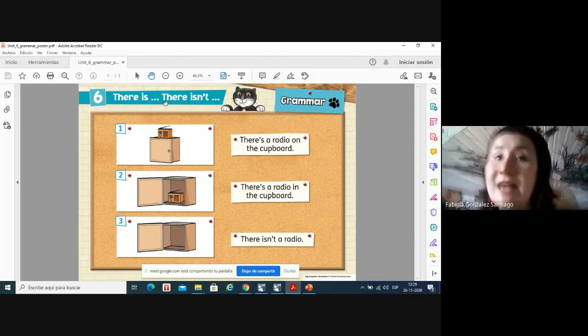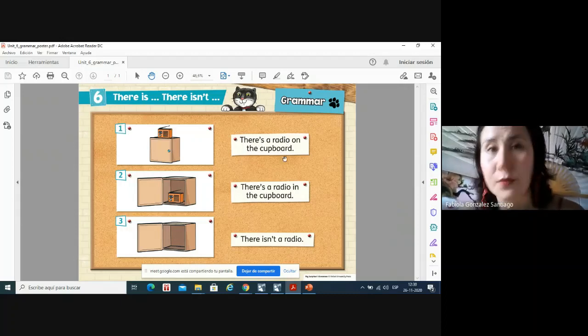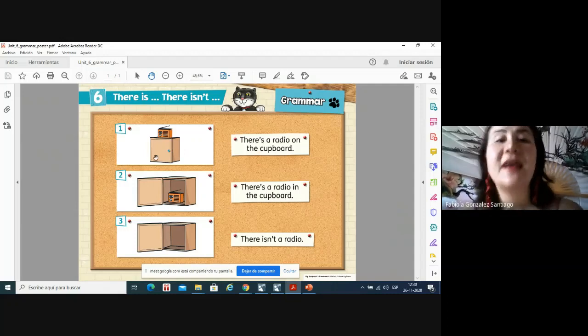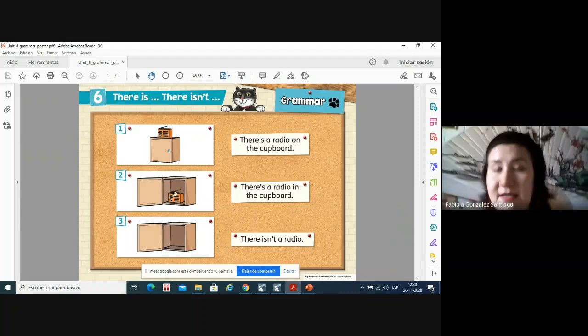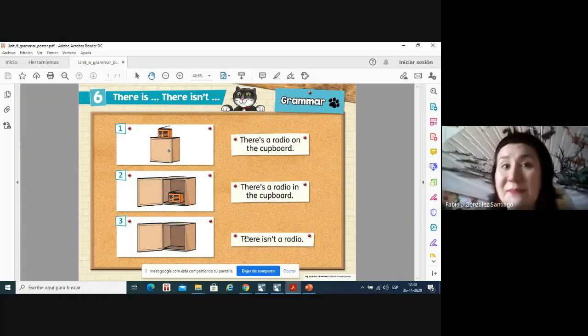Okay, let's see some examples. Ejemplos, number one, there is a radio on the cupboard. Hay una radio en la alacena. There's a radio on the cupboard. Two, there's a radio in the cupboard. Hay una radio en la alacena. Dentro. En la alacena. There's a radio in the cupboard. Three. There isn't a radio. No hay una radio. There isn't a radio. Okay? Understand? ¿Se entiende? Understand? Yes?